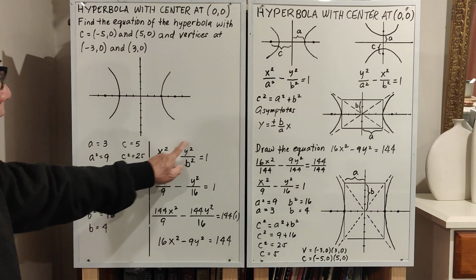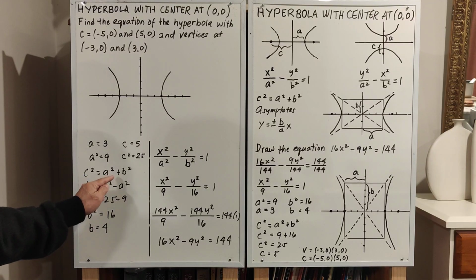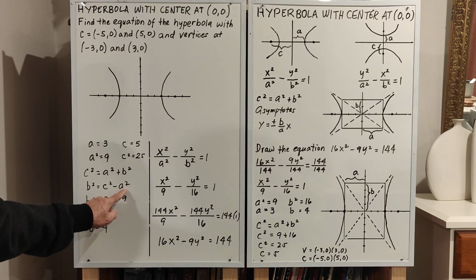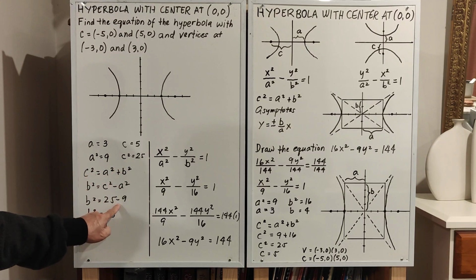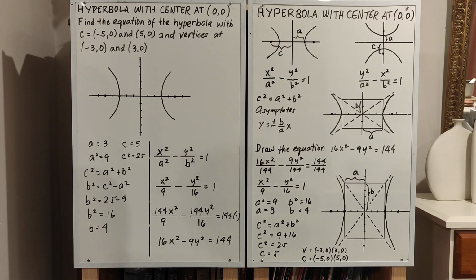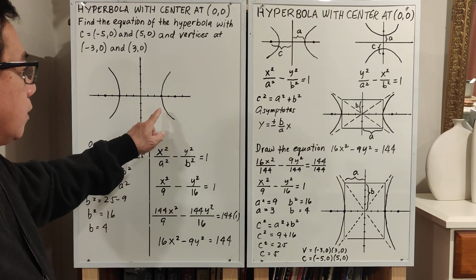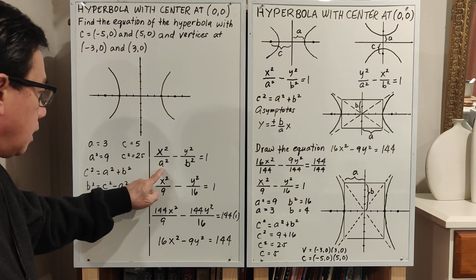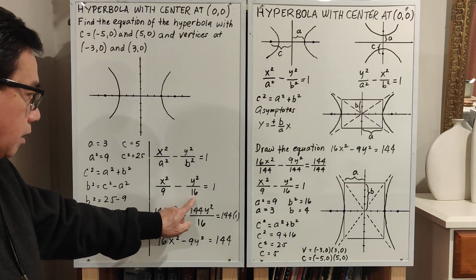So we need to find b. Using the equation c squared is equal to a squared plus b squared, we can rearrange it. It becomes b squared is equal to c squared minus a squared. So b squared is equal to c squared, which is 25, minus a squared, which is 9. B squared is equal to 16, and b is equal to 4. We can now write the standard equation. This opens to the left and to the right, so it's similar to this one. So we write this here. Your a squared is equal to 9, so this becomes 9. Your b squared is 16, so this becomes 16.